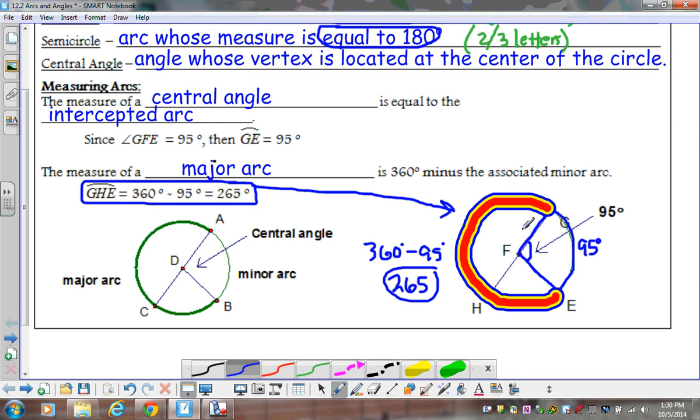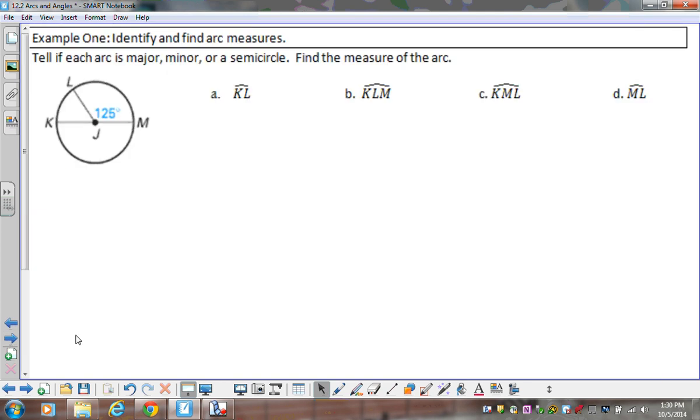So once again, your central angle is equal to its intercepted arc. So the angle GFE was equal to 95 degrees, which means arc GE is 95 degrees. And then my major arc is 360 minus that particular minor arc, which would be 265 degrees in this case. So let's look at a couple examples dealing with that. All right, first one. Tell if each is major arc, minor arc, or semicircle, and then find the measure of each.